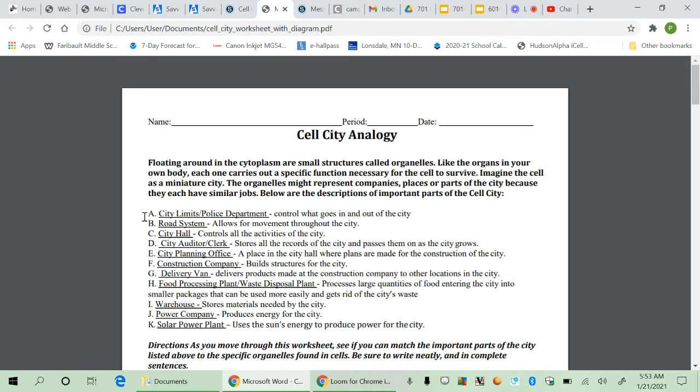This is going to be due on Tuesday, January 26th, because some of you are doing it Thursday and Friday, and some of you are going to be doing it the next Monday and Tuesday.